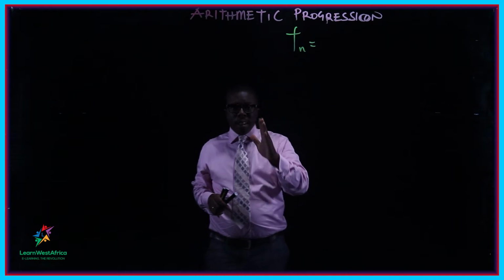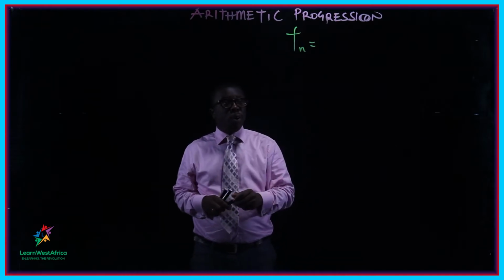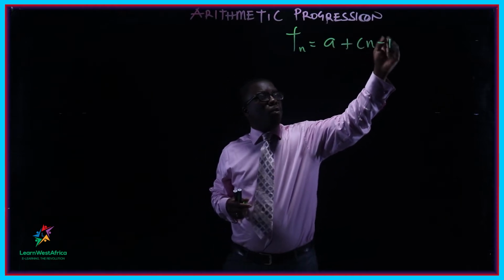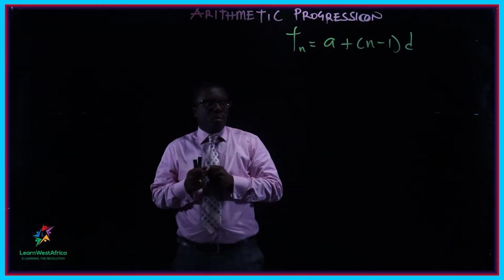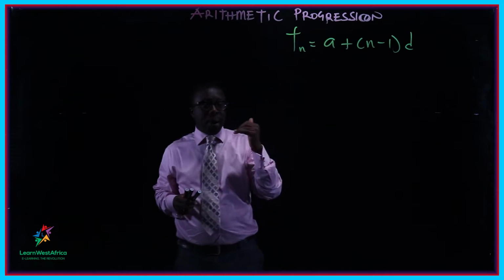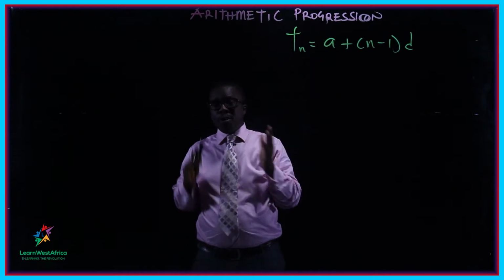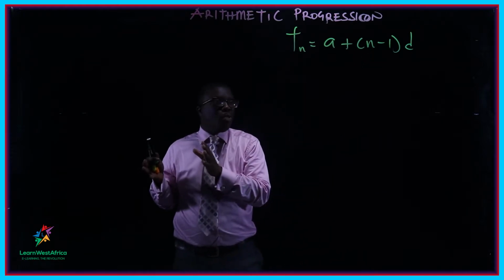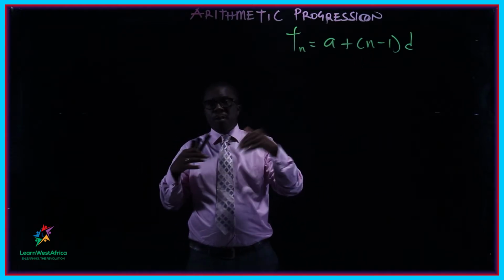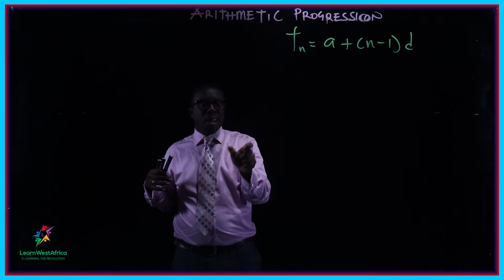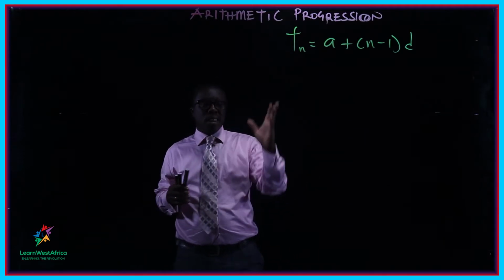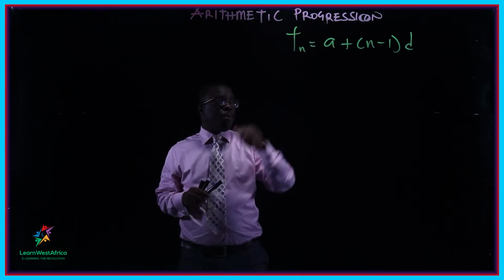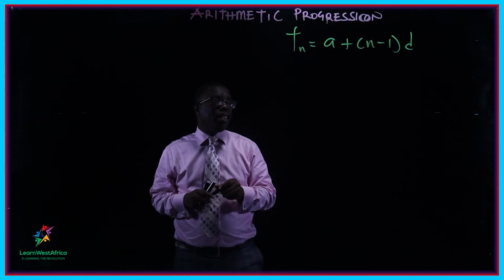So a future term or any unknown term in arithmetic progression, Tn is given by a plus (n minus 1)d. Now, to just help you to remember what we've just discussed, a refers to the first term of the arithmetic progression, n refers to the particular term that you are interested in, and d refers to the common difference. That is that constant number that separates each of the terms. That is what we call the formula for the arithmetic progression, trying to find the terms in there.